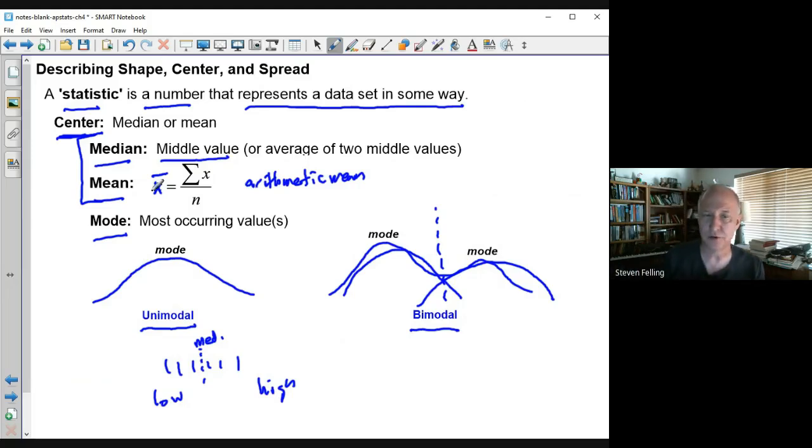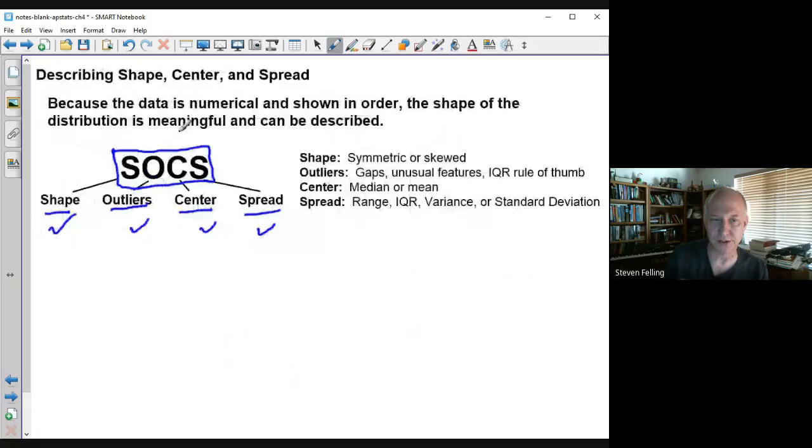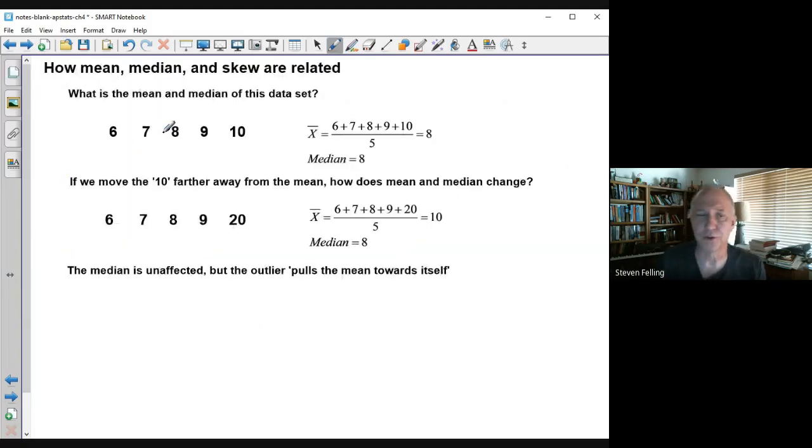So we have basically two choices if we want to address the center value when we describe shape, outlier, center, spread. When we get to the center, we're either going to report that data set's median or its mean. All right, so let's compare those two. Let's look at a simple data set and compute the mean and the median. Let's say we had a small data set: 6, 7, 8, 9, 10. The median would be the middle value, which is this one right here, 8. And the mean we would compute by adding those 5 numbers up and dividing by 5, which would give us also 8.